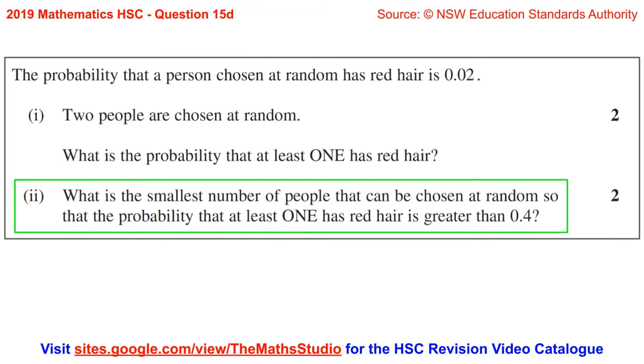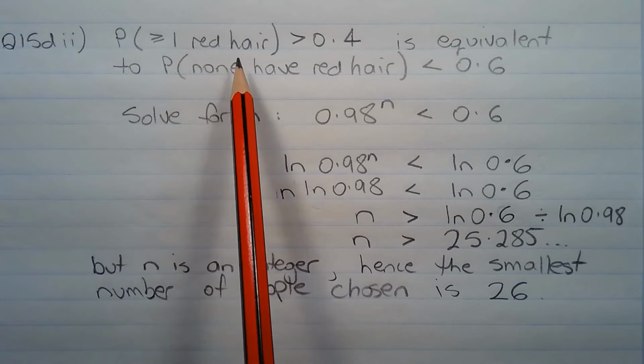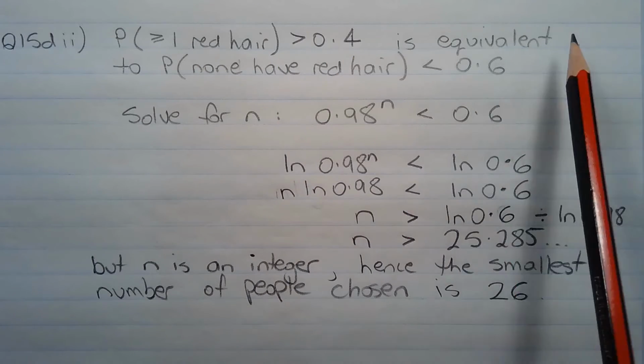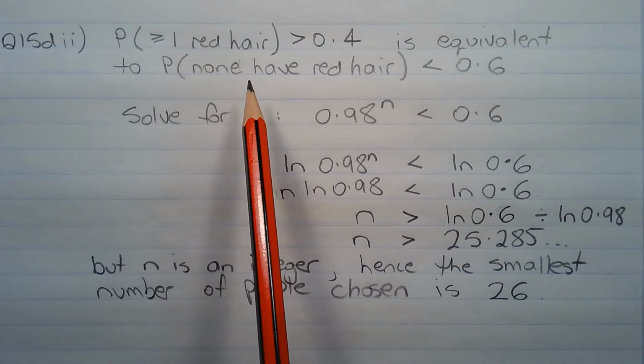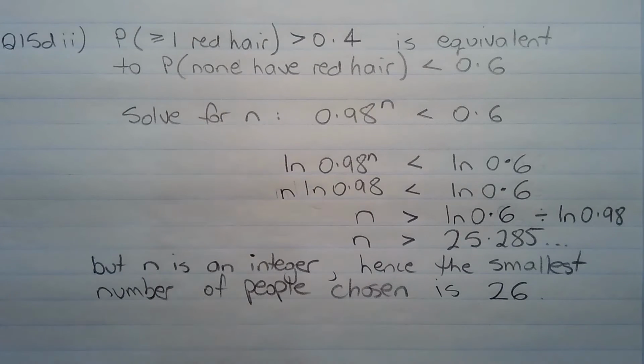Part 2. What is the smallest number of people that can be chosen at random so that the probability that at least one has red hair is greater than 0.4? The probability that at least one person chosen has red hair being greater than 0.4 is equivalent to the probability that no one chosen has red hair being less than 0.6, since they are complementary events.